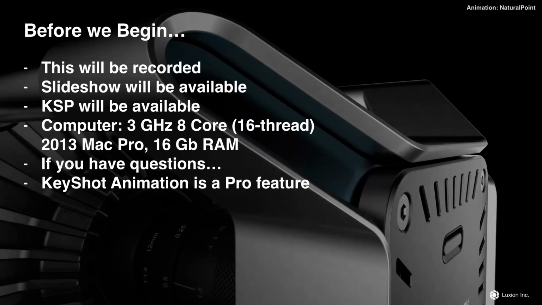Now, before we actually start, if you've attended a KeyShot webinar before, you may know this, but we often get these questions, so I want to address them up front. This presentation is being recorded, and it will be made available afterward on YouTube shortly when it's available. The slideshow that we're going to be using for the presentation will also be made available to download in PDF form. The KeyShot package file, which will be used as a demo today, that will also be made available. And since we get asked about the computer quite often, we're using a 3 gigahertz 8-core 2013 Mac Pro, and it's got 16 gigabytes of RAM.